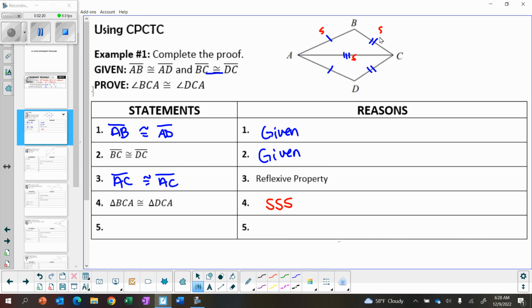And now that I've proven that the triangles are congruent, we could say angle BCA is congruent to angle BCA. Notice how they match up in the congruent statement. So angle BCA is congruent to angle BCA, and that's because corresponding parts of congruent triangles are congruent, or CPCTC.